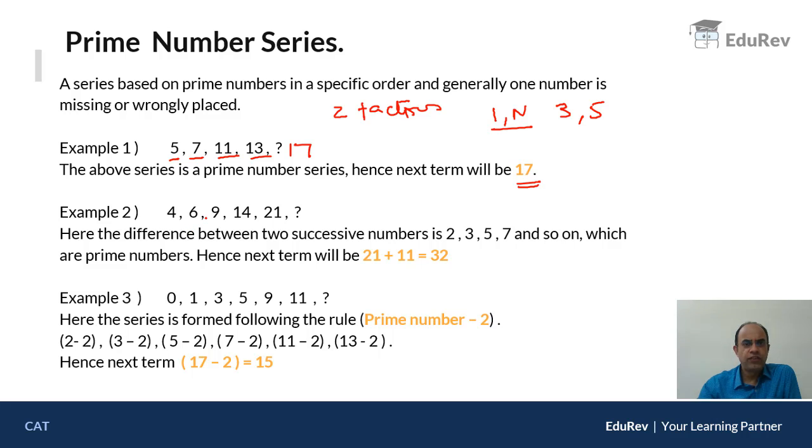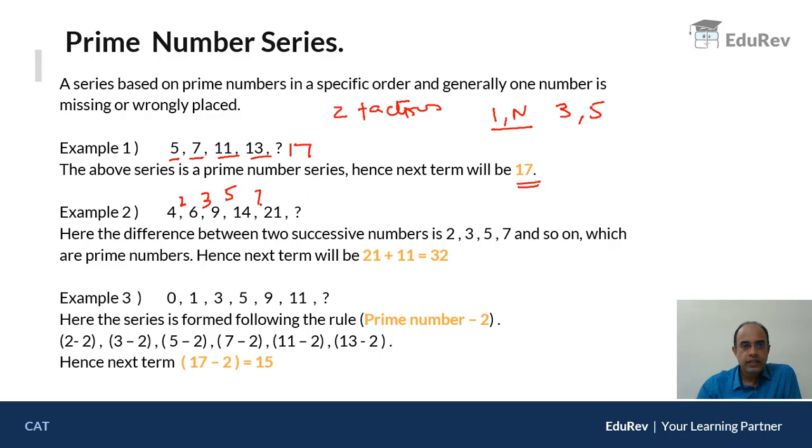Now, there can be different variants of prime number series. I am taking another variant, but the concept will be of prime numbers. Now, here I have written 4, 6, 9, 14, 21. Fine. A bit difficult question. Now, let us observe the difference between consecutive numbers. Here the difference is 2. Here the difference is 3. Here the difference is 5. Here the difference is 7. What I am observing, the differences between two successive terms are prime numbers. Fine.